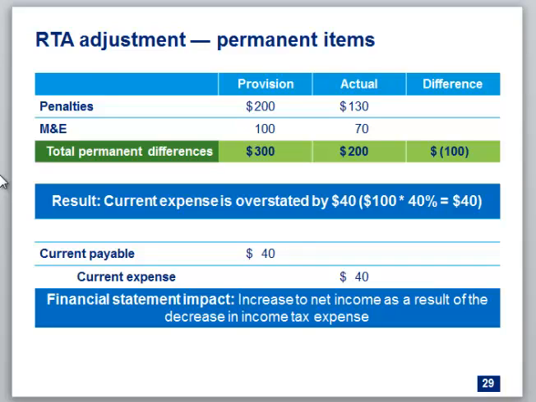Okay, super simple return to provision adjustment. We thought penalties were $200 at the provision. It turned out they were really only $130. We thought meals and entertainment was a $100 add back. It turned out it was only $70.